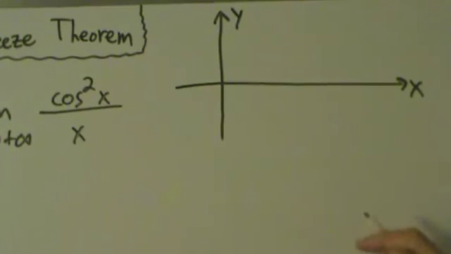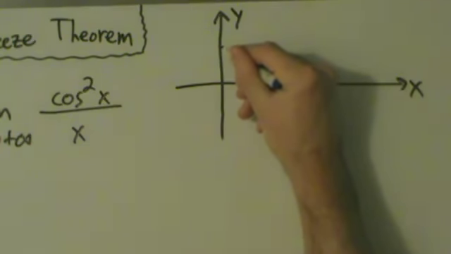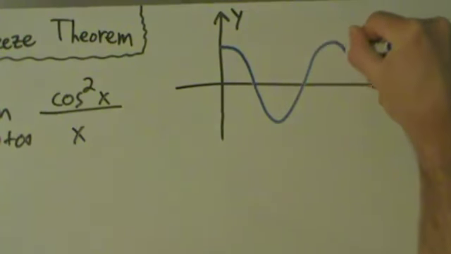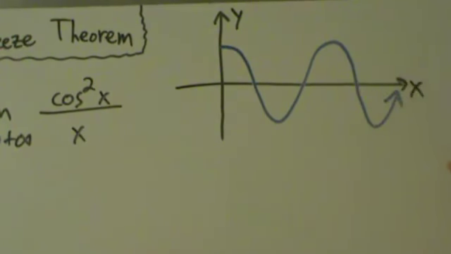Well, the cosine function, it's pretty much just like the sine function, but starts at a different point. So cosine is going to bounce back and forth like this, right? Cosine's doing something like that. Here's y equals cosine x.